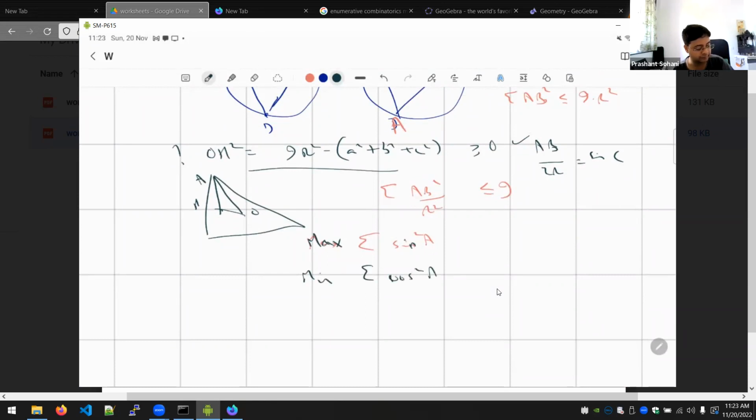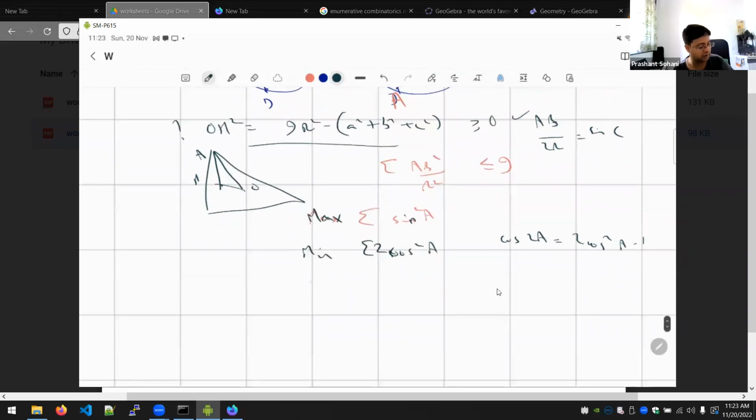Okay. So to maximize sigma sine square A is the same as to minimize sigma cos square A. Correct? And to minimize sigma cos square A is the same as to minimize 2 times cos square A. And we know the formula cos of 2A is equal to 2 cos square A minus 1. So therefore, it's enough to minimize sigma of cos 2A. So in other words, we want to find the minimum of cos 2A plus cos 2B plus cos 2C, or rather find what are the values of ABC for which this is minimum.